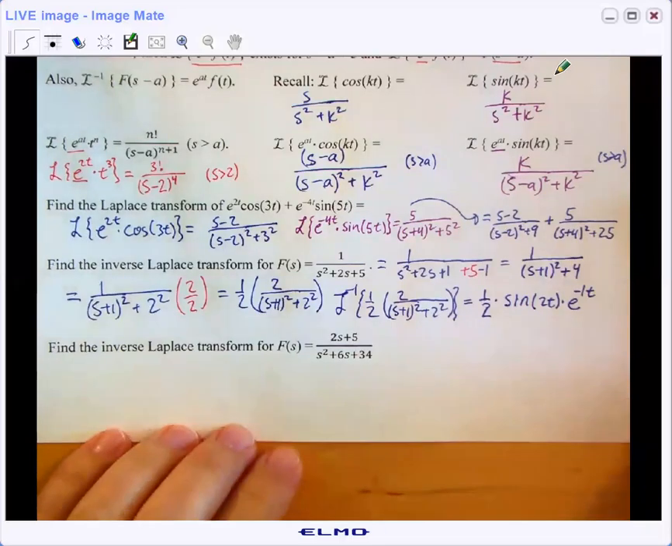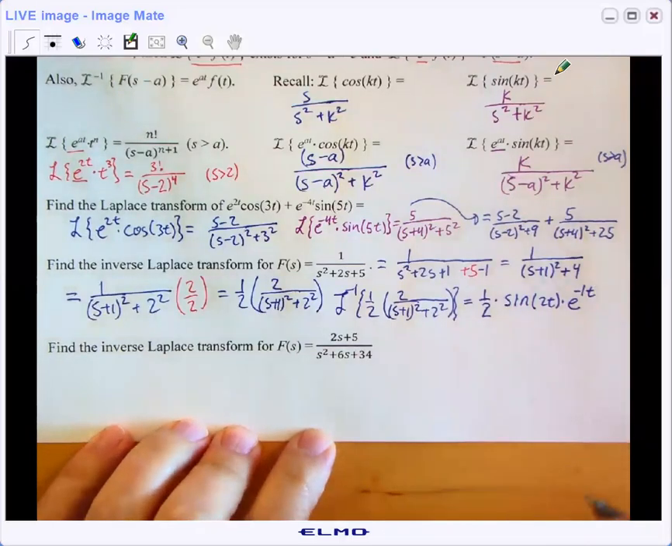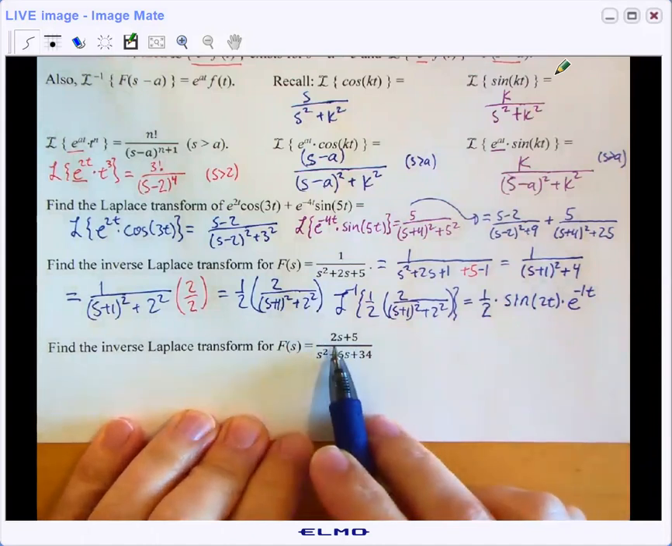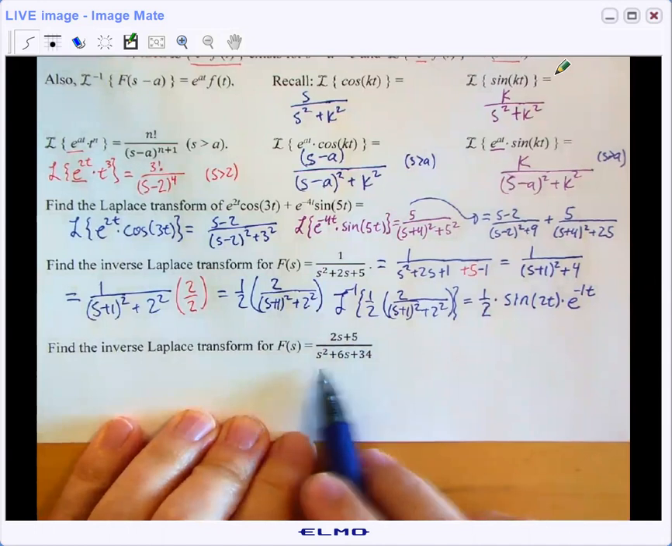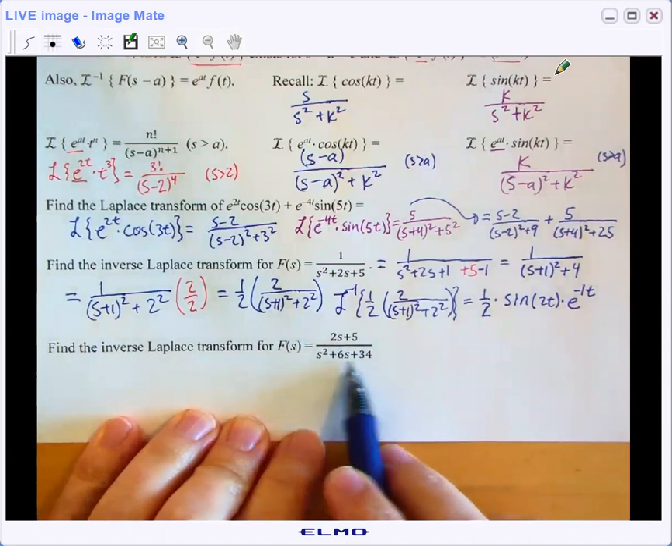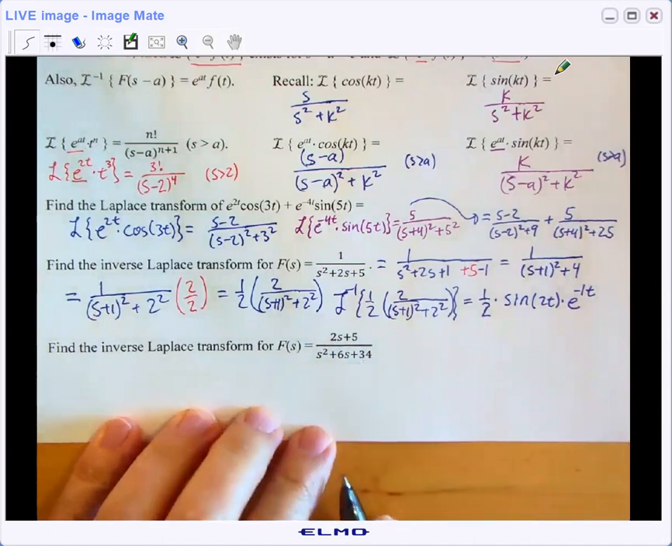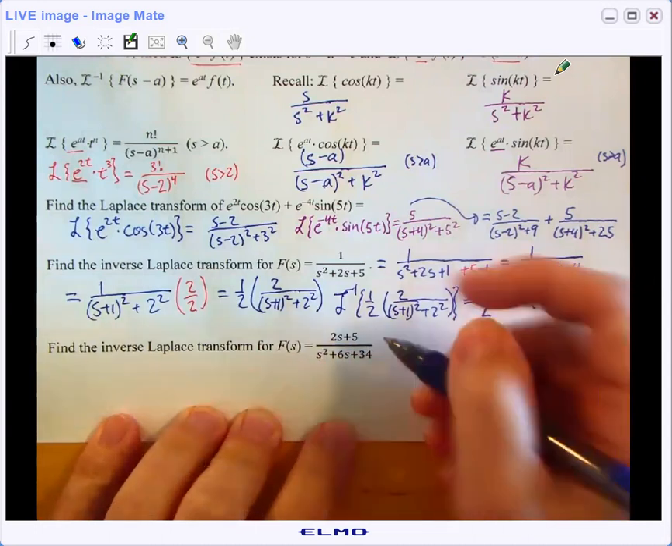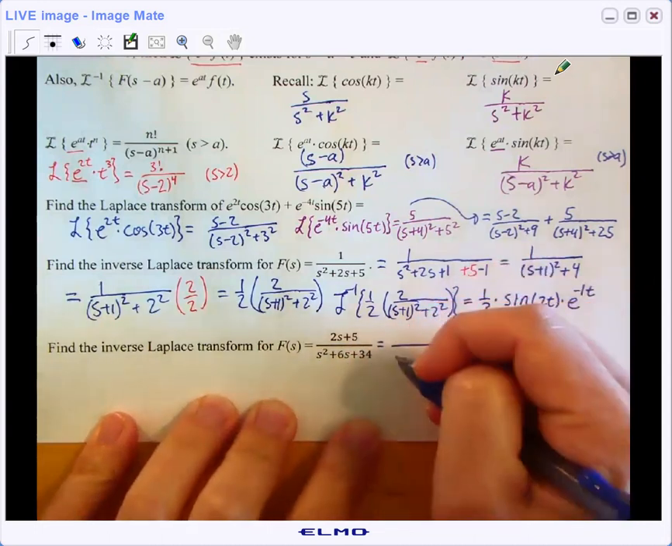Let's step through this next one together because I'll show you a couple of hints. Let's find the inverse Laplace transform for (2s + 5) over (s squared + 6s + 34). Well, I notice here this linear term 6s, and so maybe what I want to do is complete the square there. So that would be a good thing to try.